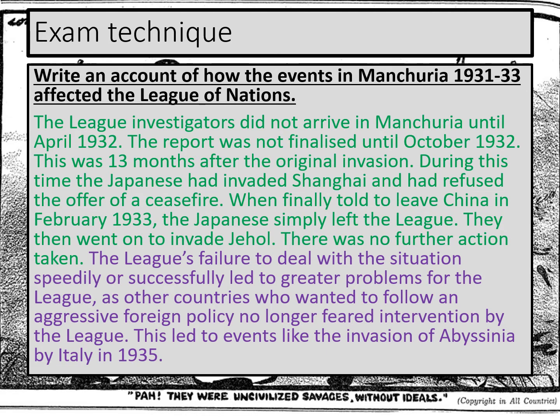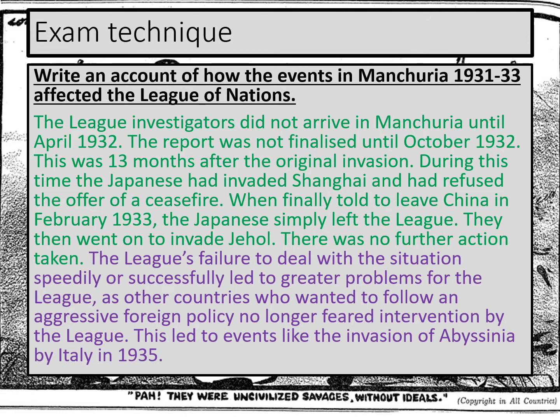So for my second paragraph, I'm talking about the later events in the incident. And again, green is where I'm actually discussing the events, and purple is where I'm linking it to how that affects the League of Nations. So again, think about how you would do this for the Abyssinia one.